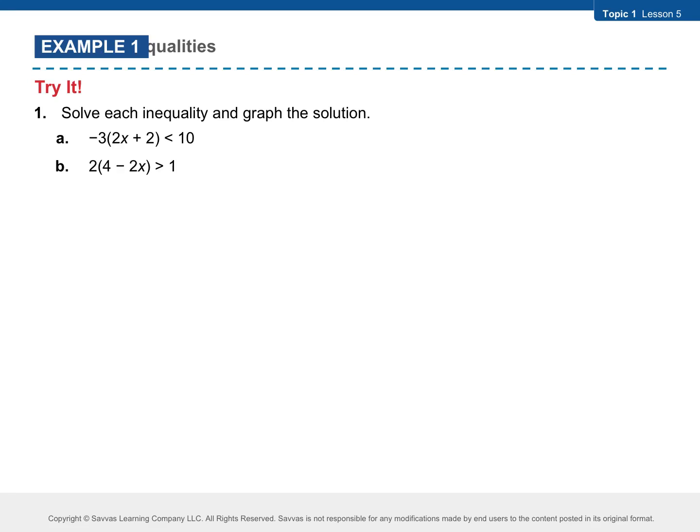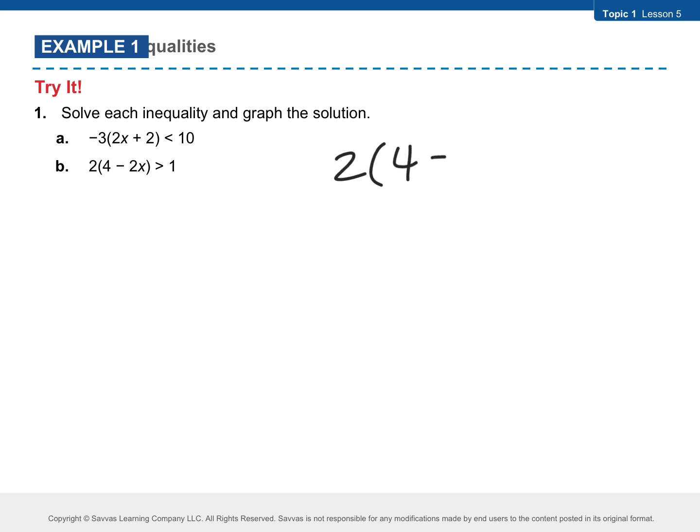Okay, so this lesson is involving solving inequalities with one variable. Sometimes the variable can be on both sides of the inequality. So we're going to do a couple of examples here to demonstrate what this looks like. So I'm going to take example B right here. I'm going to write it over here to the side.